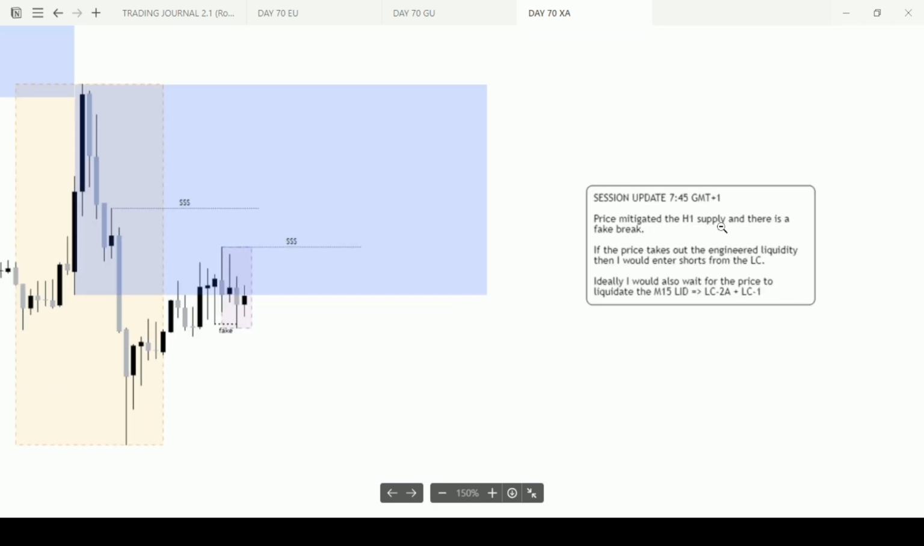Price mitigated the H1 supply and there is a fake break. If the price takes out the engineered liquidity, then I would take shorts from the LC. LC means liquidity candle. Ideally, I would also wait for the price to liquidate the M15 lid, LC2A plus LC1. This is the M15 lid, but I won't wait for that one because this is a very high probability setup. But definitely price is going to come down. It's not a probability, this is a possibility. So I just want to get into this trade.